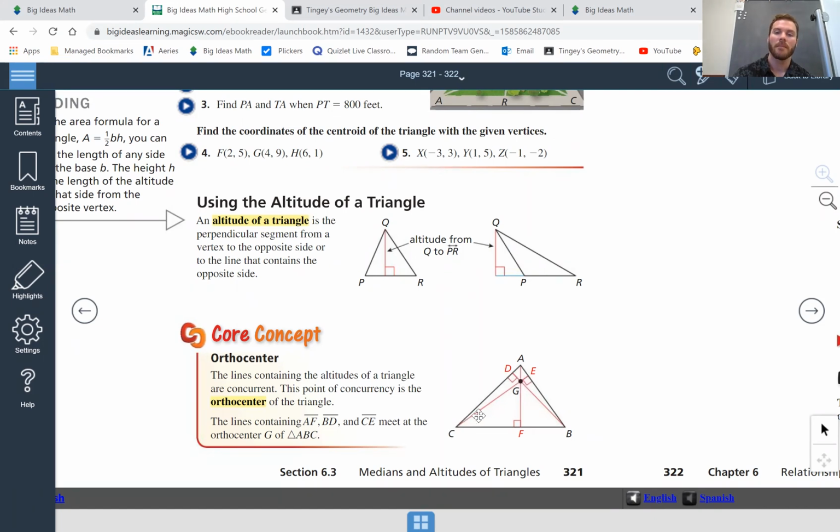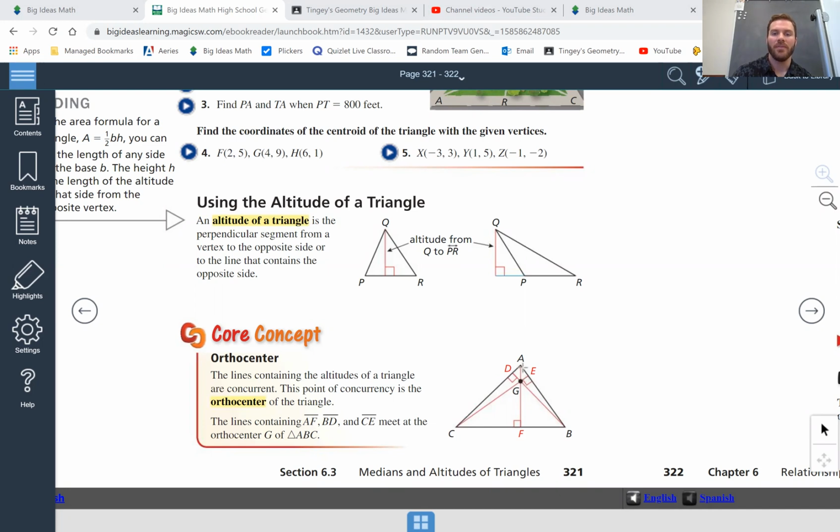So now they're not medians. The medians were where you went from the vertex to the opposite side, into the very middle of it. This one, you're going from the vertex to the opposite side, making a perpendicular line. Okay.